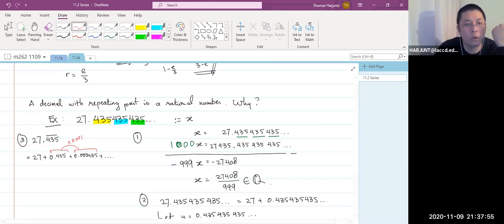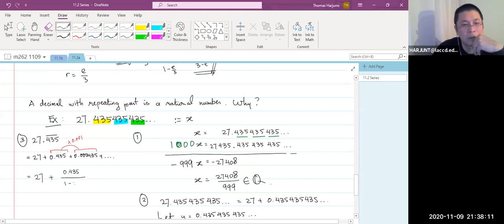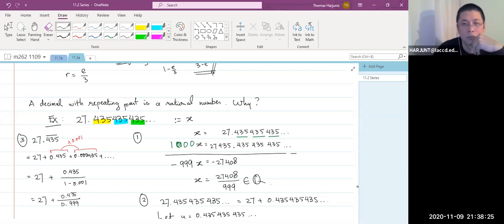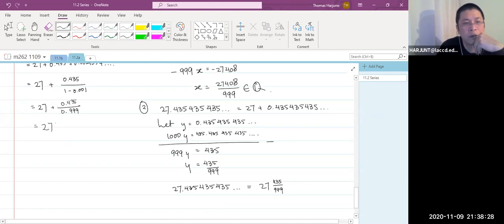Okay, so this is equal to 27 plus the first term, 0.435, over 1 minus 0.001, which is 27 and 435 over 999. Exactly the same answer with what we get here. This one, not really clear that they're the same.